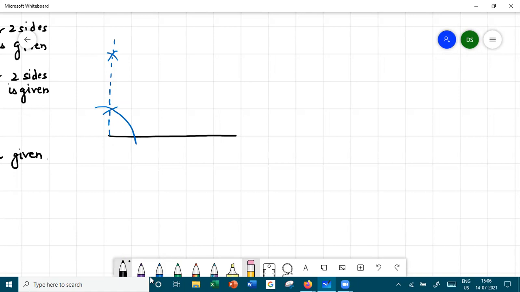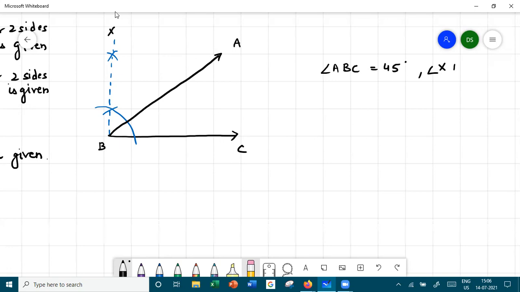So this is 90. Okay, so let's call this A, B, C. I'm not labeling it, I'm writing it here. Angle ABC is 45 degrees, right? And let me call this X, and angle XBC is 90 degrees, correct?